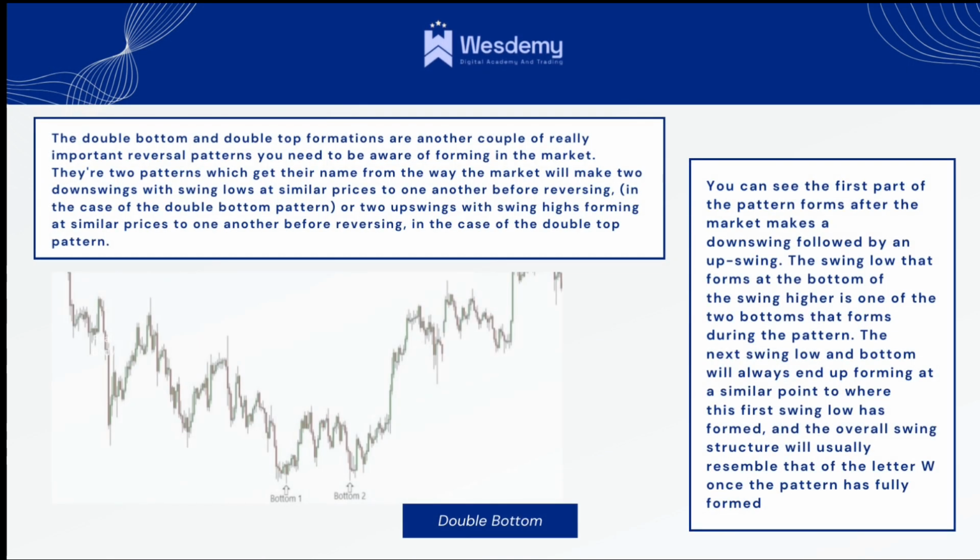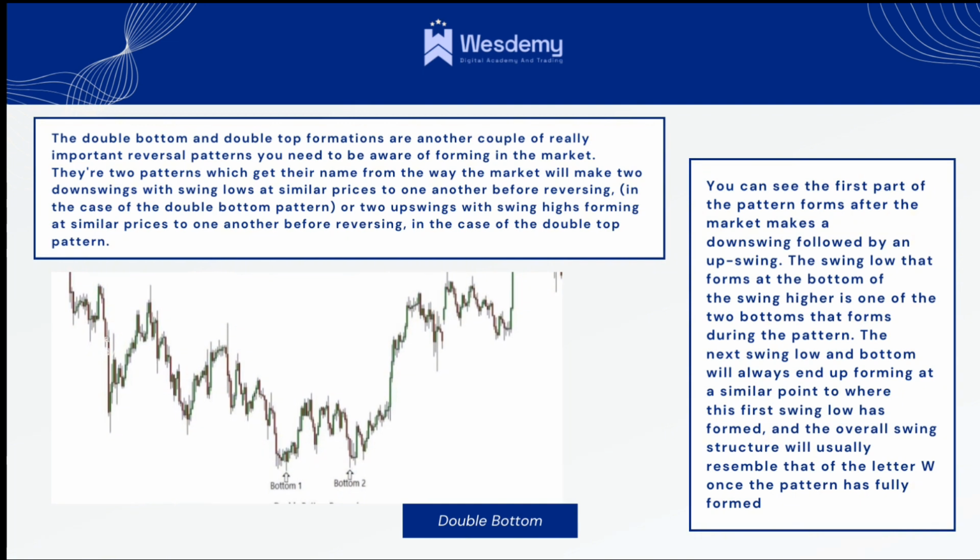Now, the next pattern we are going to be looking at is the double bottom. Personally, I love this pattern because it has made me lots of money. The double bottom and the double top formations are another couple. The head and shoulder pattern and the inverse head and shoulder are more like a couple, a husband and wife. Let's say the head and shoulder is the husband, and the inverse head and shoulder is the wife. Same thing here with the double bottom and the double top.